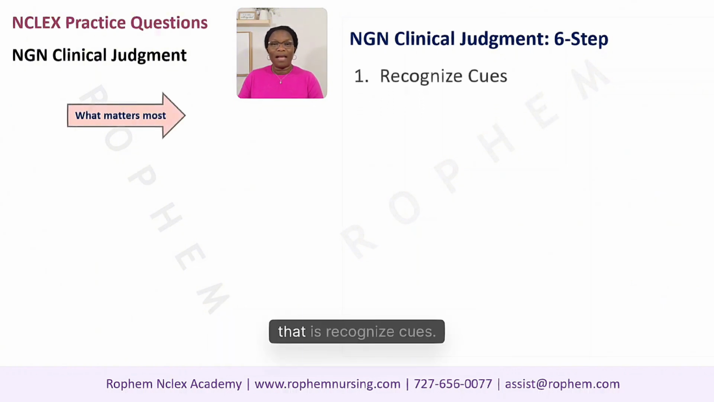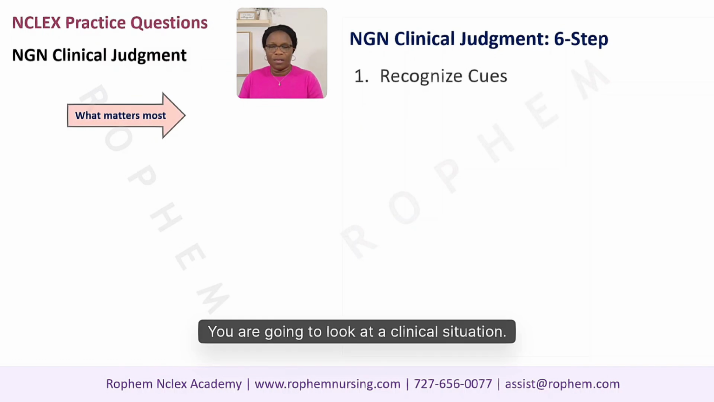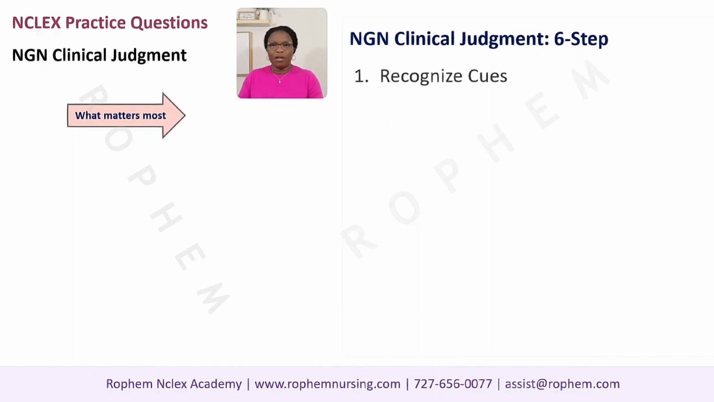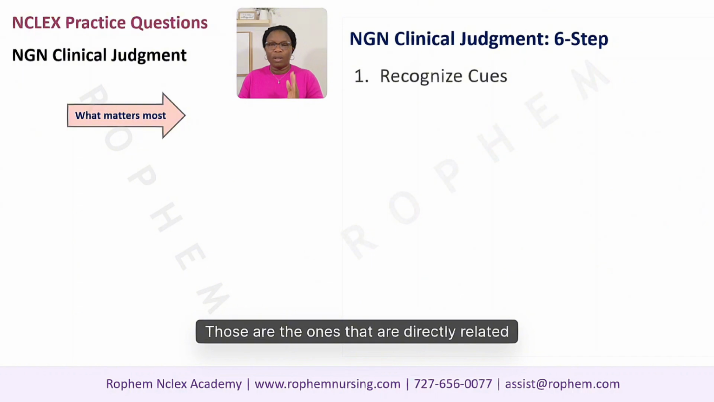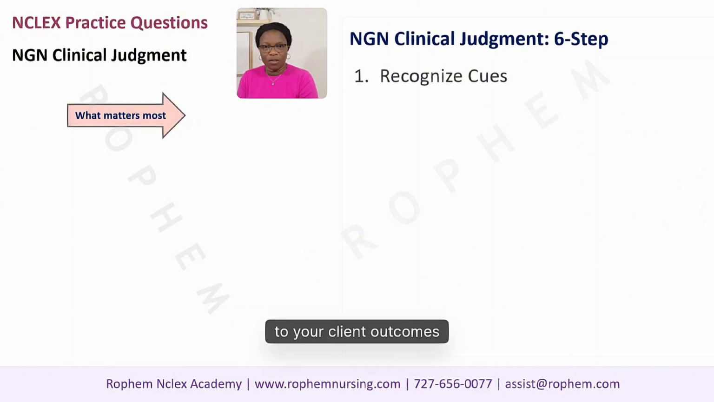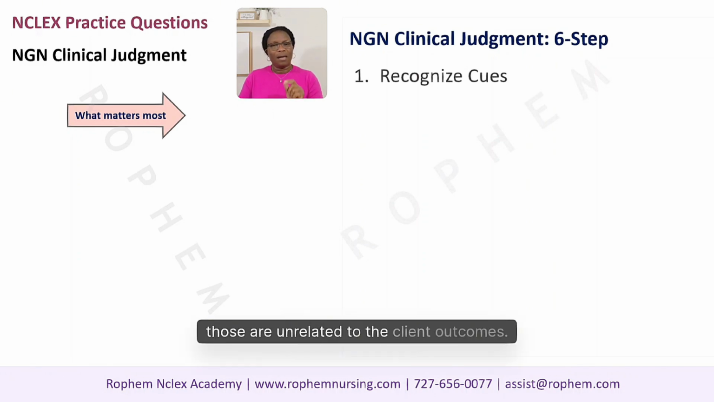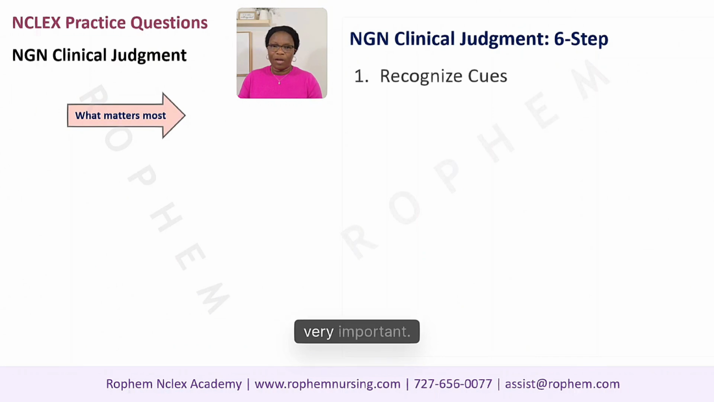Step one, that is recognize cues. This means finding what matters. You are not looking at everything. You are going to look at a clinical situation, find relevant information versus irrelevant data. Relevant data, those are the ones that are directly related to your client outcomes or the priority of care. Irrelevant information, those are unrelated to the client outcomes. These are very, very important.